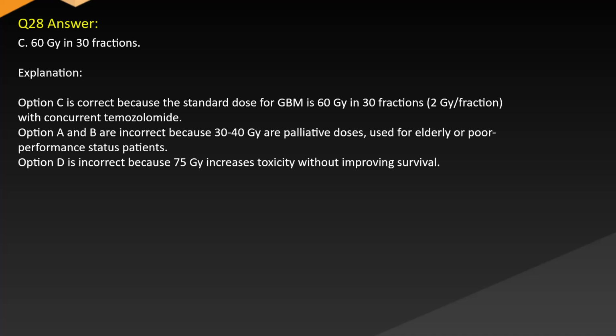Explanation: Option C is correct because the standard dose for GBM is 60 Gy in 30 fractions, 2 Gy per fraction, with concurrent temozolomide. Options A and B are incorrect because 30 to 40 Gy are palliative doses used for elderly or poor performance status patients. Option D is incorrect because 75 Gy increases toxicity without improving survival.